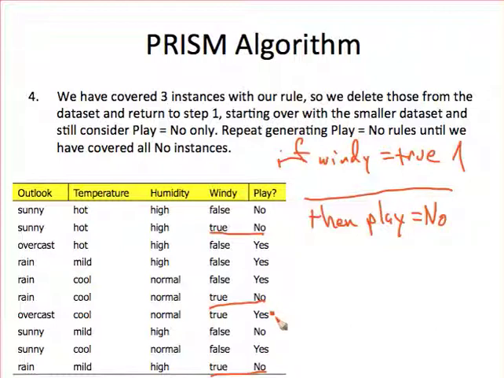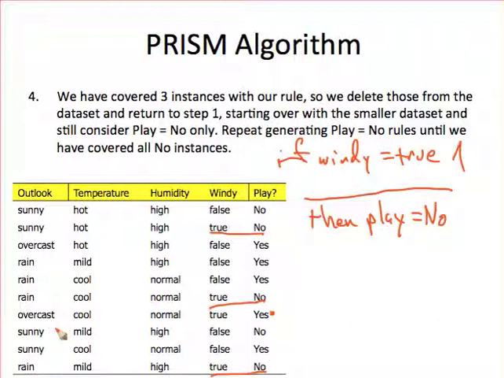So what we want to do is we want to look at these and we want to say, okay, well this one we know we already kind of covered with the outlook sunny rule. And what we want to do is we want to say, okay, is there anything in these that we can find? Oh, well actually here's the answer. If outlook is equal to rain, and windy is equal to true, then don't play. That covers both of these. That's going to be 100% accurate, and that's where we would stop.